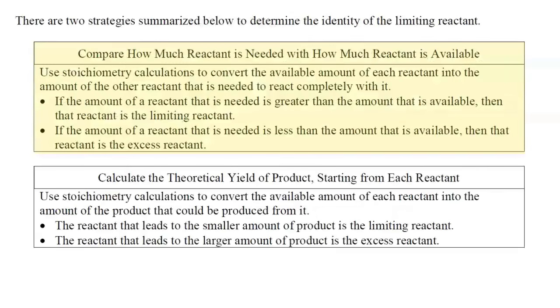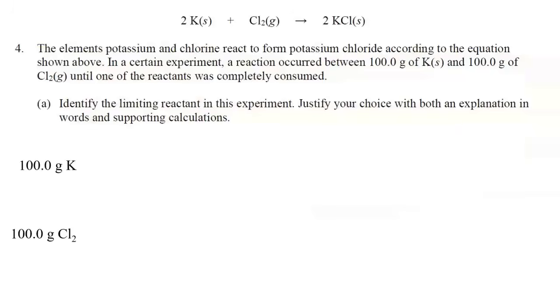You may remember that I showed you two different strategies for identifying the limiting reactant. I'm going to go ahead and show you both of these strategies for question 4, part A. So we'll start with converting each reactant into the other reactant and making a comparison. So I'm going to take 100.0 grams of each reactant and convert each reactant into the other reactant so we can take a look at these numbers.